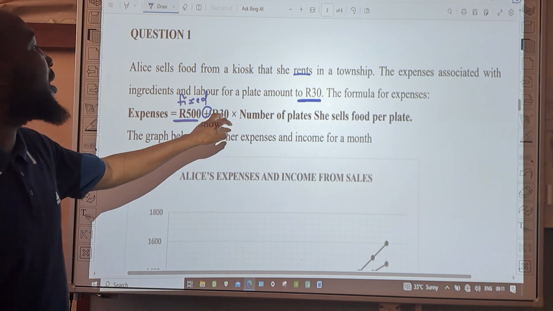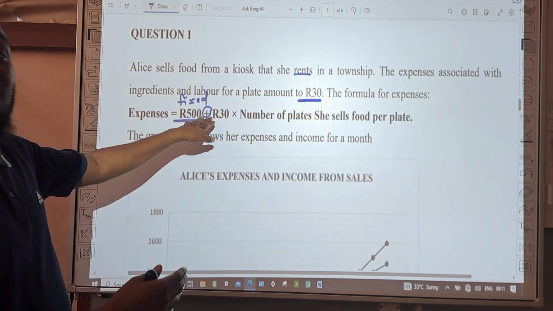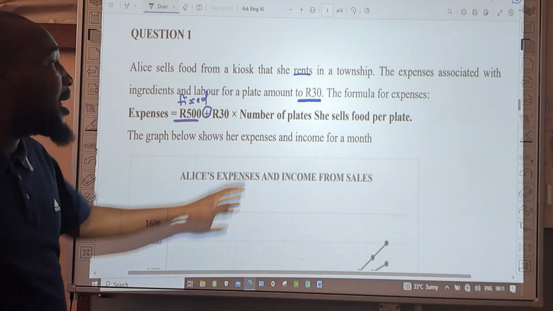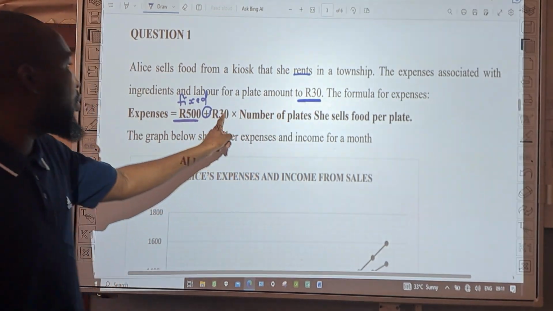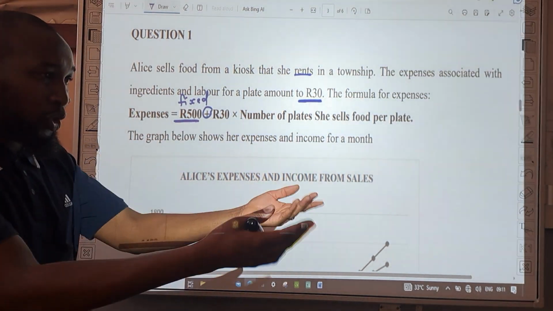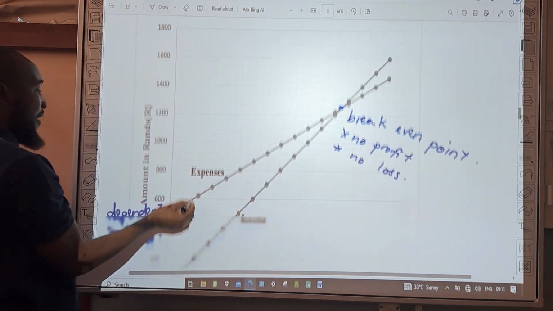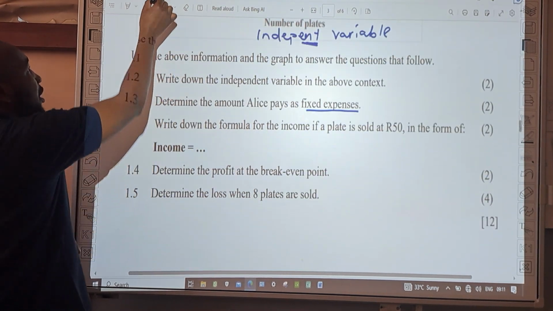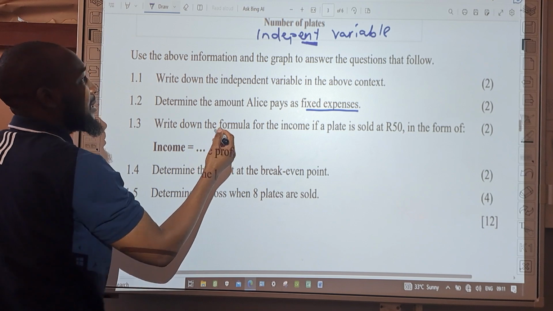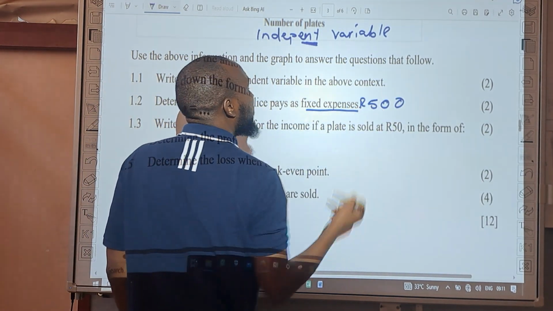So if you are to make one plate a day, or say, because I would assume this is in a month, if you are to make one plate, then of course this part of the equation will be 30 multiplied by 1. So it will be 30 plus the 500 that you have to spend. So the fixed expense has to be 500 rands. So fixed expense is 500 rands. Please note the units.